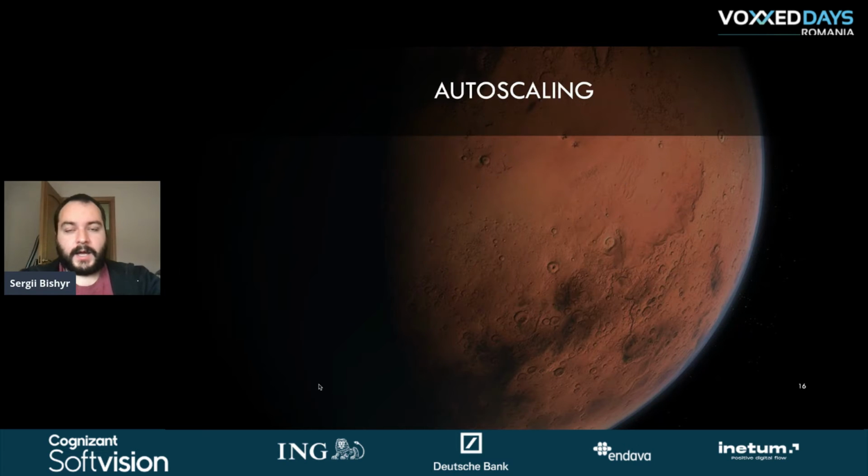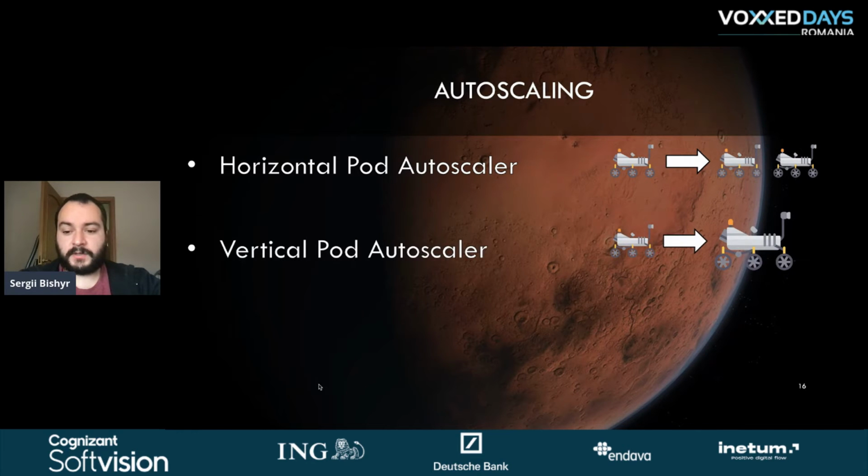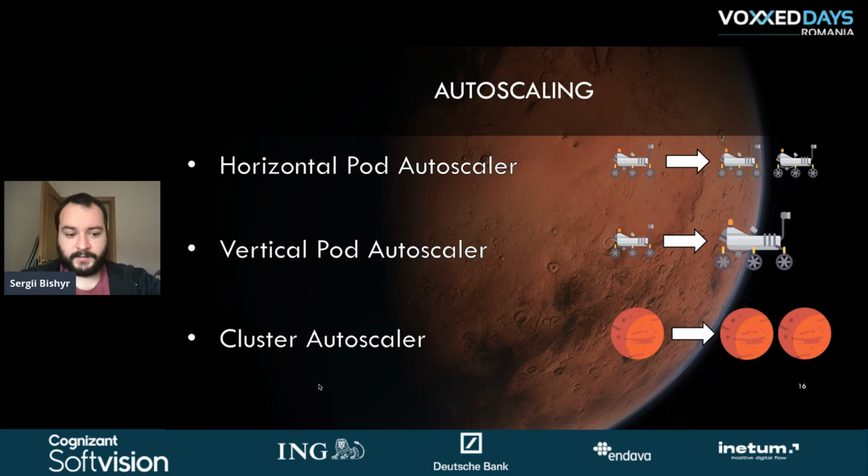But this is for manual scaling. Sometimes we need to react to some events. Maybe there is some unexpected increase in traffic or anything else that we need to react to without manual intervention. So for this, we have autoscaling, which Kubernetes provides. And we have three types: the horizontal pod autoscaler, which will just increase the number of instances; the vertical pod autoscaler, which will increase the resources for the given instance; and the cluster autoscaler, which will increase the number of nodes in our Kubernetes cluster.